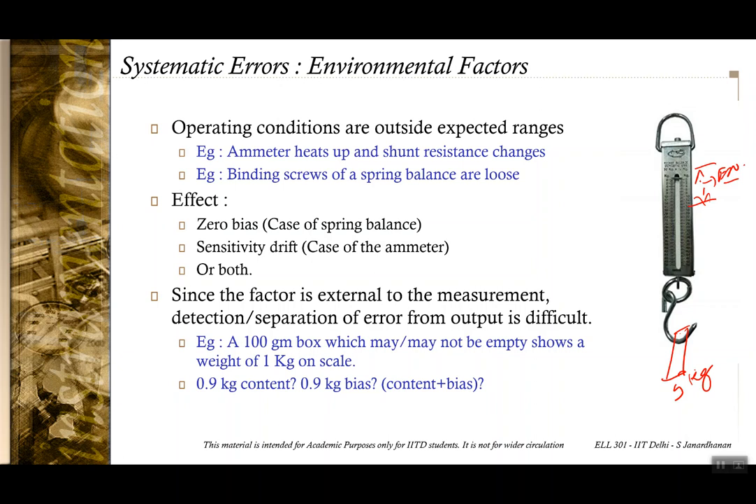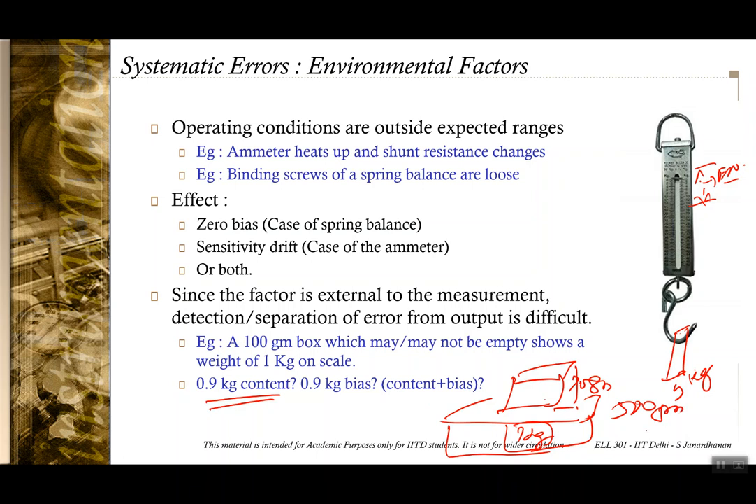So as an example, if you have a box that is 100 gram, and you weigh it with or without something inside, the empty box is going to weigh 100 gram. You keep the box on a weighing scale and it shows 1 kg. Which would mean that either it is a very precise instrument and there is a 0.9 kg content, or there is some content, let us say a 500 gram content, and there is a 400 gram bias, or else it can be an empty box and there is a 0.9 kg bias.